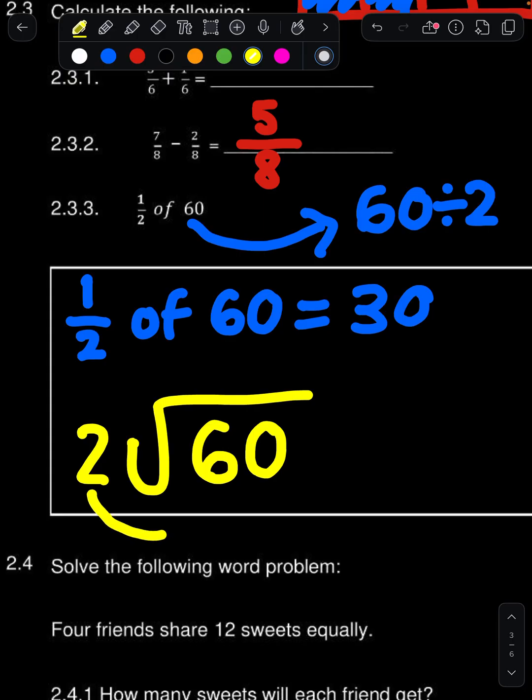How many times can 2 go into 6? So it's 2, 4, 6. So it goes in there 3 times. How many times can 2 go into 0? That is 0 times. And so you get your answer. So a half of anything is just the number divided by 2.